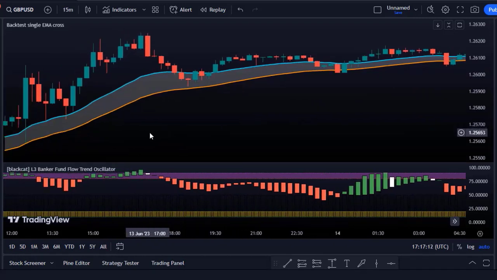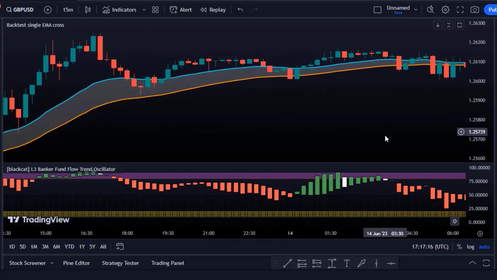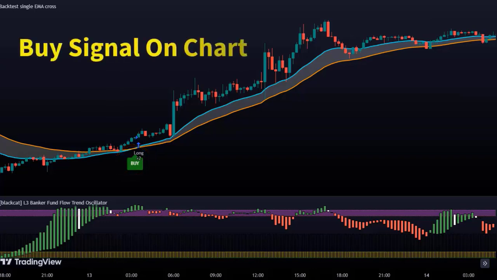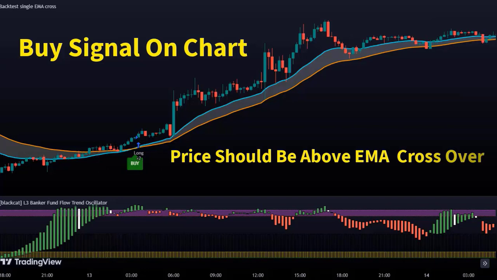Now that we have our indicators set up, let's take a closer look at how we can use them to create a trading strategy. In this section of the video, we'll be focusing on the buy rules. First of all, we need to look for a buy signal on the chart. As you can see, there is a buy signal visible on the chart. This is an important condition because it tells us that there is a potential buying opportunity. Next, we need to make sure that the price is above the EMA crossover.